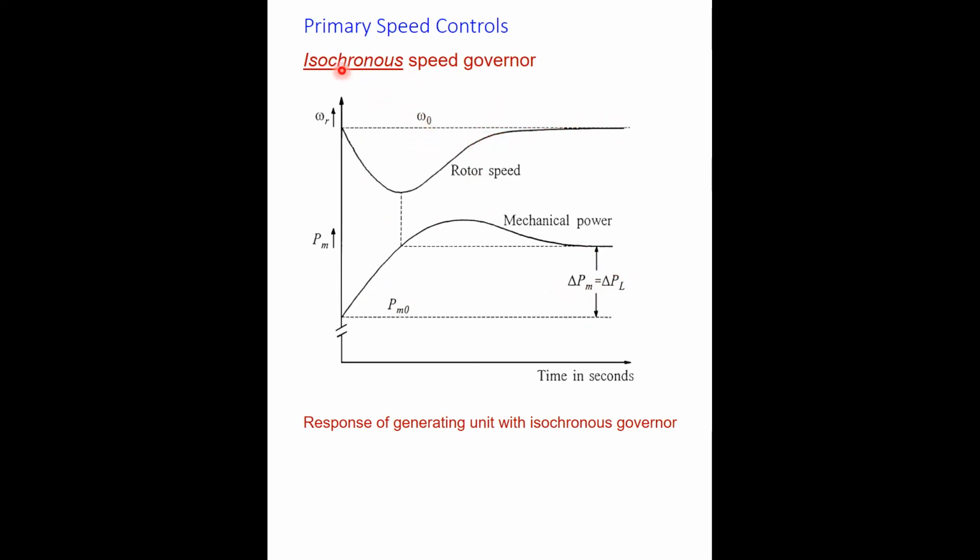So in the case of the isochronous speed governor, that means for an isolated system, you can see that it is possible to restore the frequency back to the nominal value here with a local loop controller.